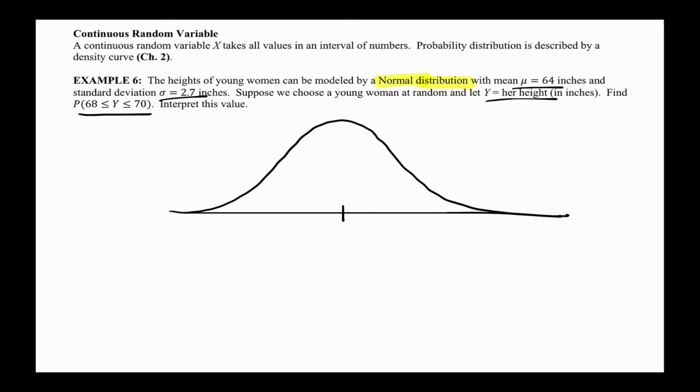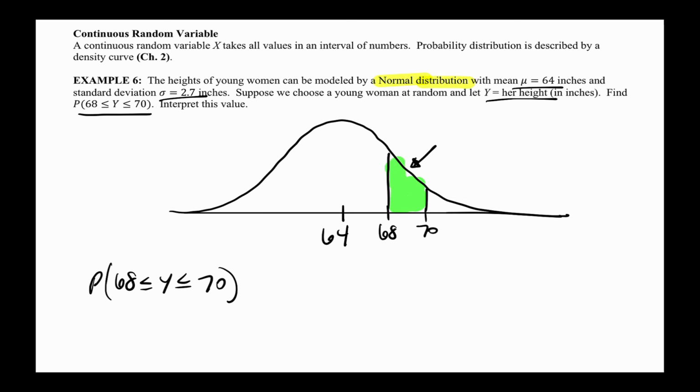What goes in the middle? The mean, 64, right? 64 is the average for young women. I'm trying to find the probability of what? There you go, right? So that's what I'm going to shade. Probability between 68 and 70. So let's say 68's right about there and 70's right about there. That's what I'm trying to find, that decimal. Okay. So how do I do that? What was the next step that I did?